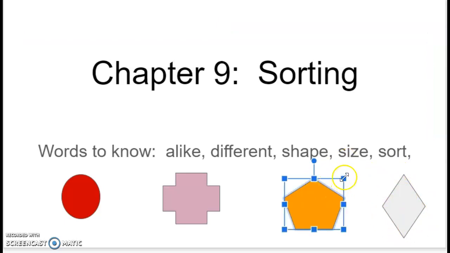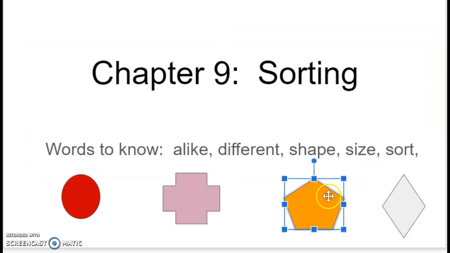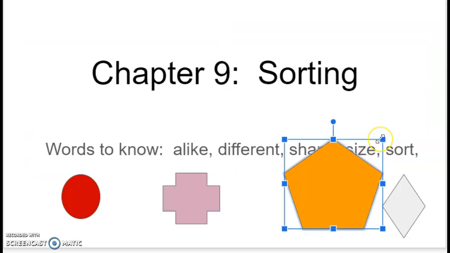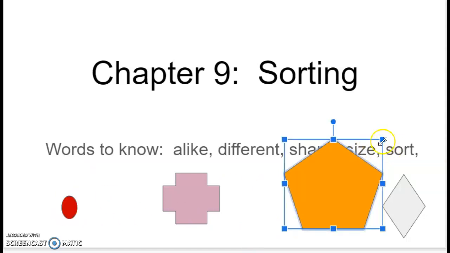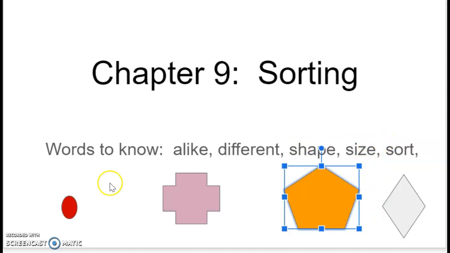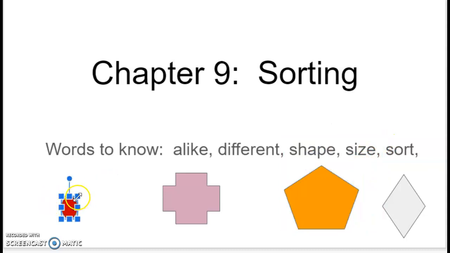And then for size, I could say that some of them are big, like this one, while others might be small, right? I can make this one really small. So some are big, some are small. And then I am going to use these different attributes or different things about them, whether they're alike or different or their shape or their size, and I'm going to sort them. That means I'm going to put them into groups.